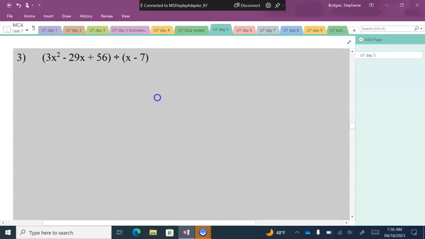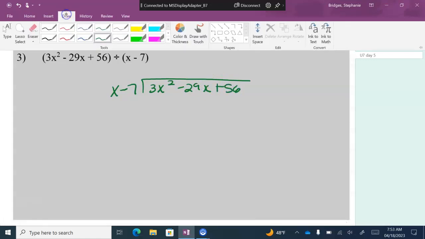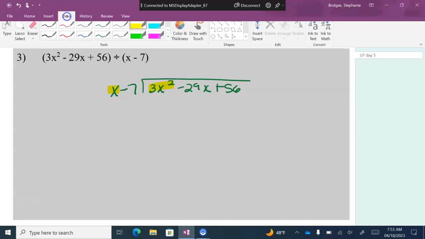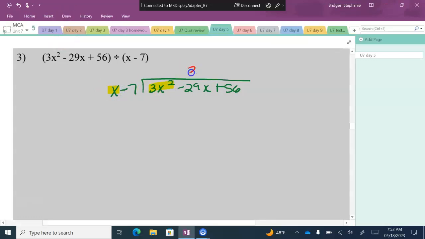Okay, you are not missing any pieces. I'm going to set it up. The x minus 7 goes on the outside. 3x squared minus 29x plus 56 goes on the inside. And we're going to start with the first terms. What do I multiply x by to turn it into 3x squared? 3x, okay.